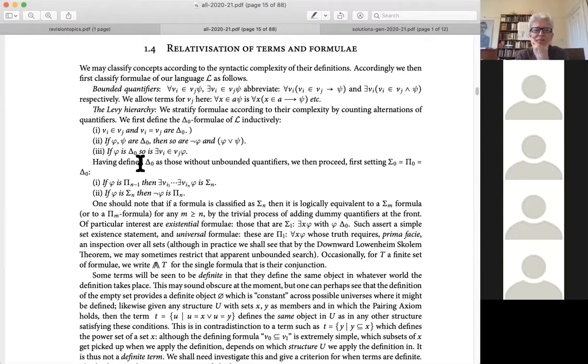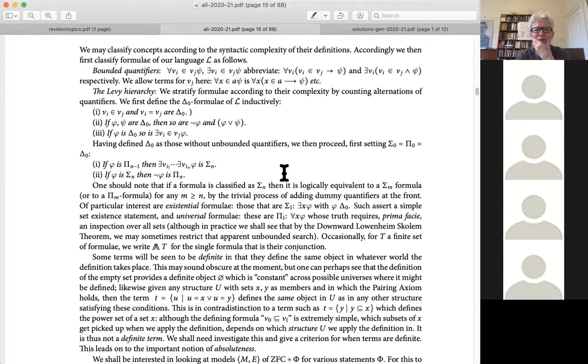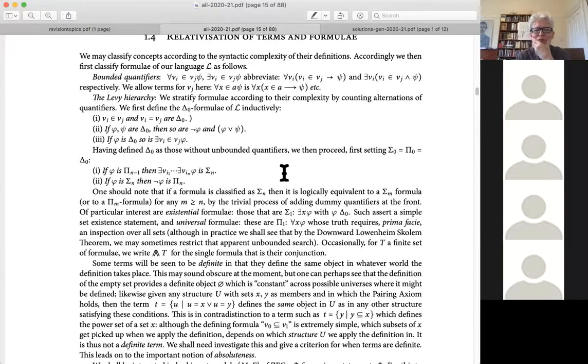And something is a sigma one formula if it's a delta zero formula with an existential quantifier in front. And it's a pi one formula if it's a negation of a sigma; that is, a delta zero formula with a universal quantifier in front.